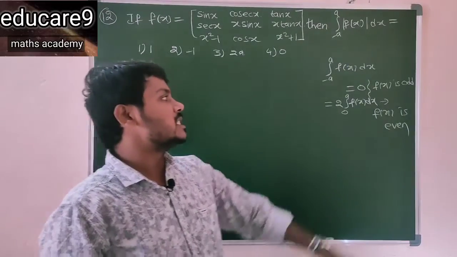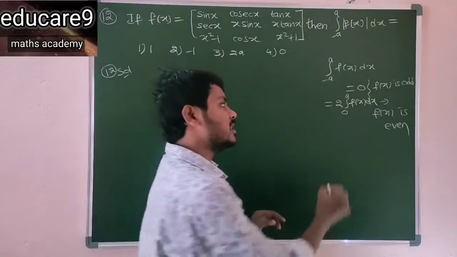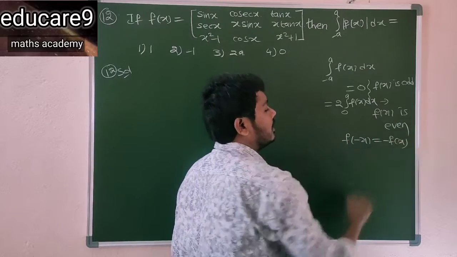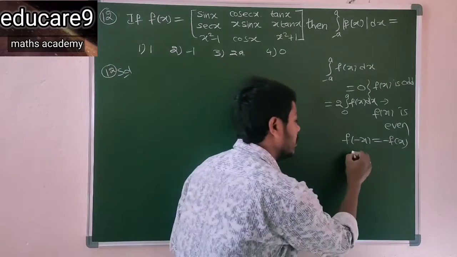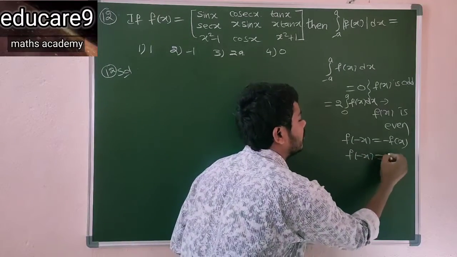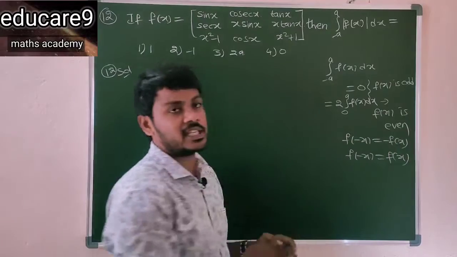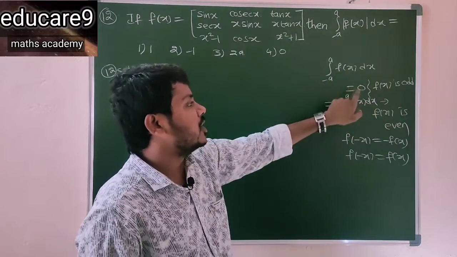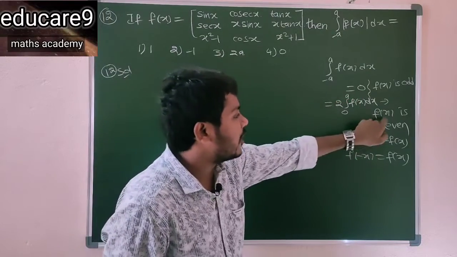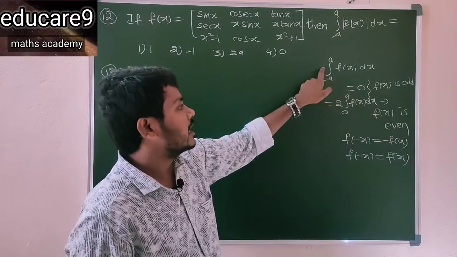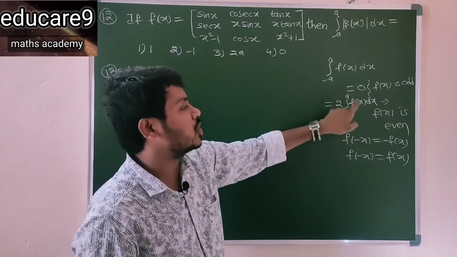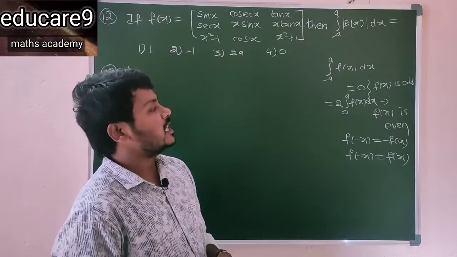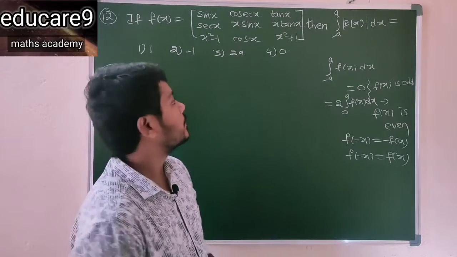If the given function is odd, so what is an odd function? f of minus x is equal to minus f of x, then f of x is an odd function. If f of minus x is equal to f of x, in that case f of x is even. If f of x is odd, then this value is 0. If f of x is even, in that case this value is 2 times integration of 0 to a f of x dx.